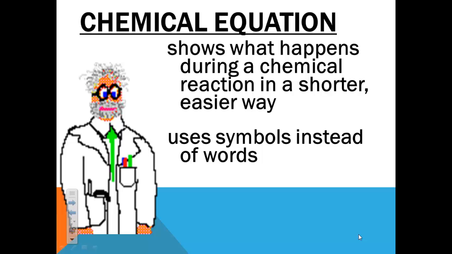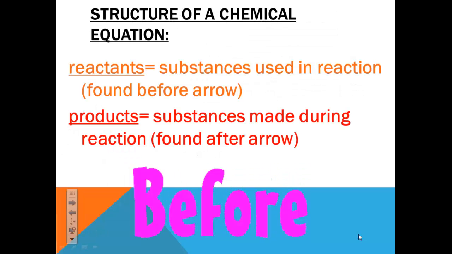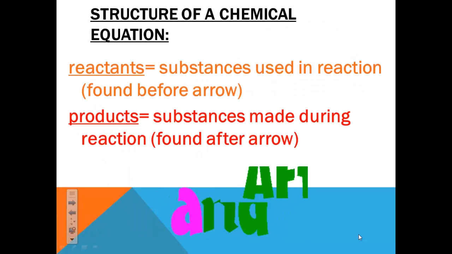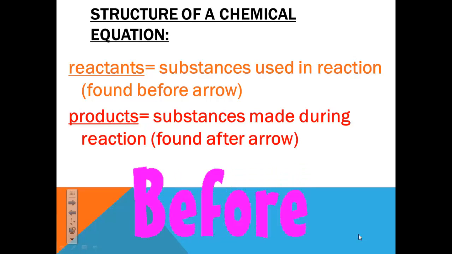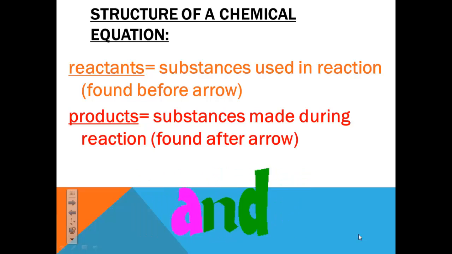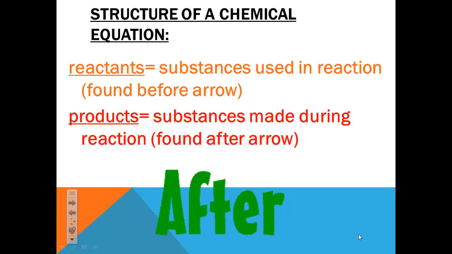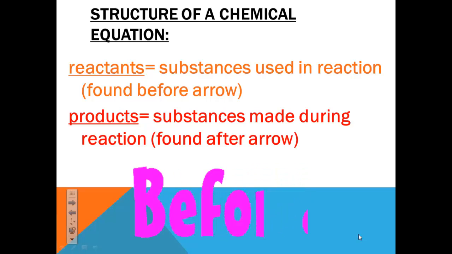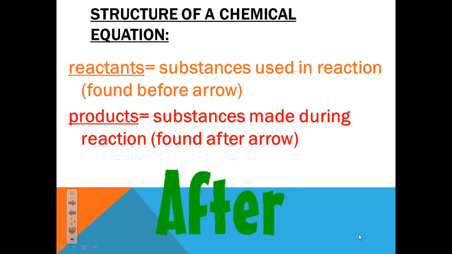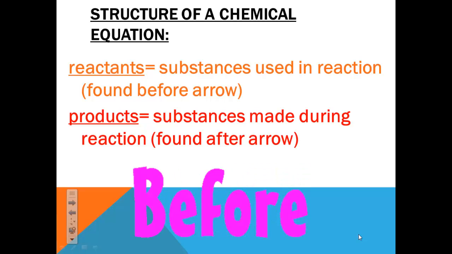This sentence uses symbols instead of words, and these are the parts of a chemical reaction. The reactants are the substances used in the reaction and are on the left side of the chemical equation. The products are the substances made during the reaction and found on the right side of the chemical equation.